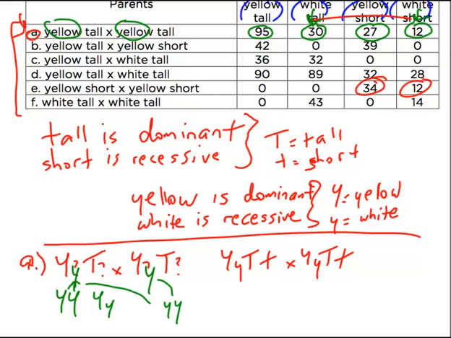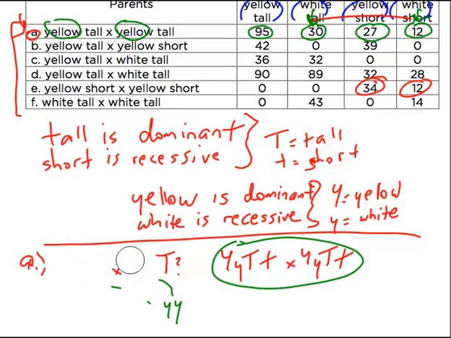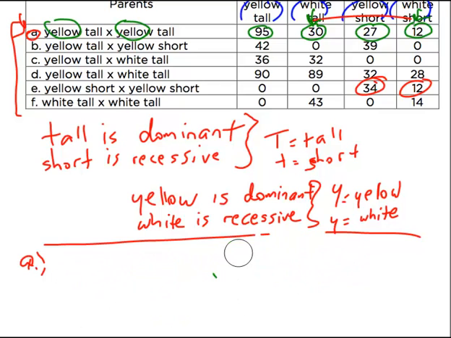So for the exact same reason, the tall times the tall, if you look at that, you'll find a 3-to-1 ratio there. So with respect to problem A, the parents are both double heterozygotes, right? Okay, good. Now, the reason I'm going to erase is because I want to keep this data up here. You can always pause if you need to, or back up if you need to look at this again. So we got the answer for A. Now let's do B.